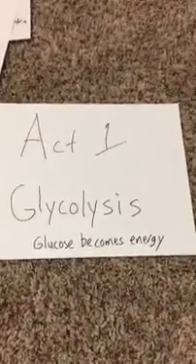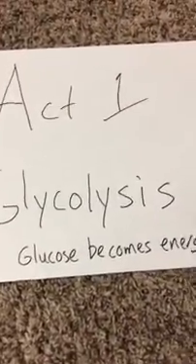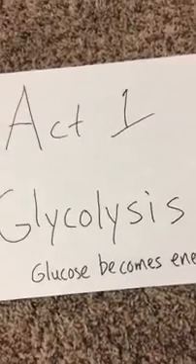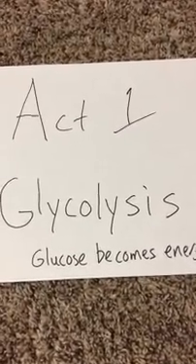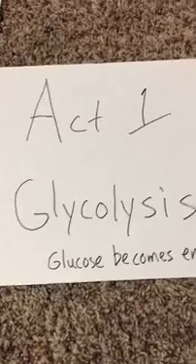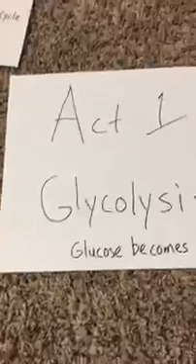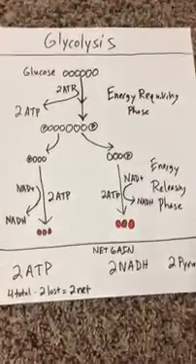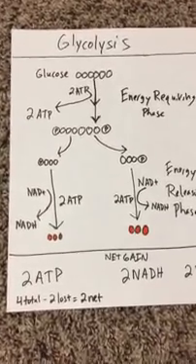We're going to be starting with Act 1, glycolysis. Glucose becomes energy. Now, cellular respiration is the extraction of energy from food through using glucose in the presence of oxygen. The presence of oxygen is a very important aspect to this. Act 1 is a series of reactions that extracts energy from glucose, which is a simple sugar. Glucose is the most important source of energy as it drives all of the reactions that we're talking about today.